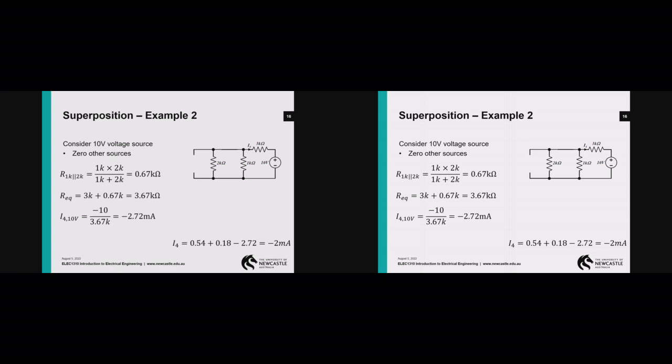So last step is to just add them all up. I've got a 0.54, a 0.18 and a minus 2.72. They'll add up to give you minus 2 milliamps.